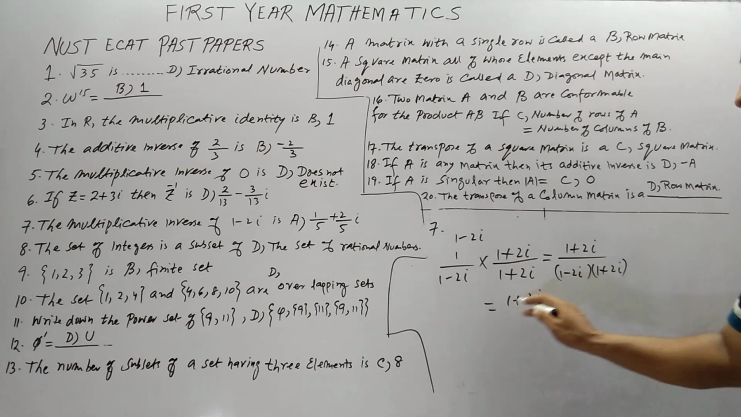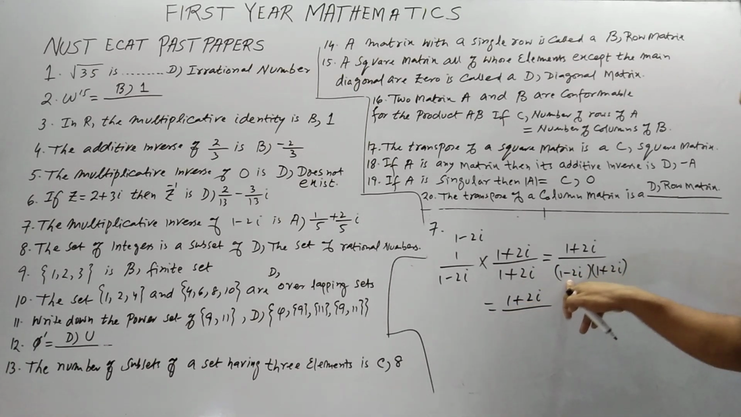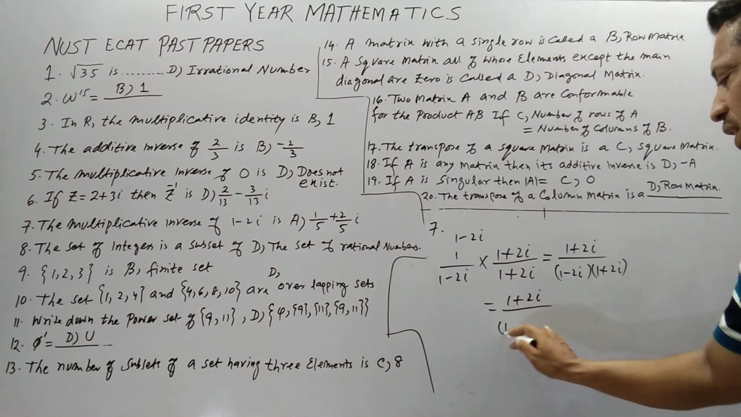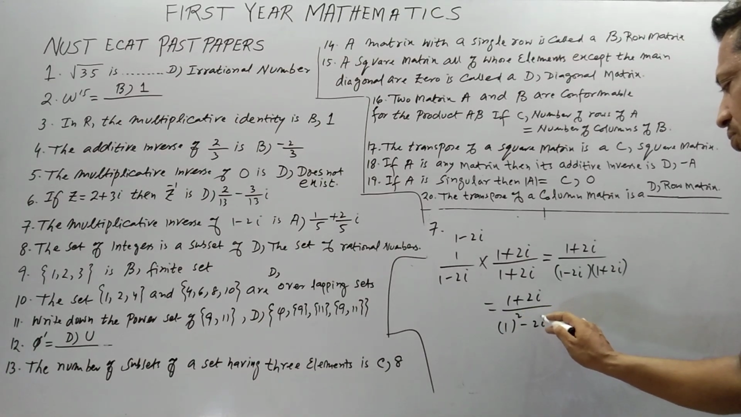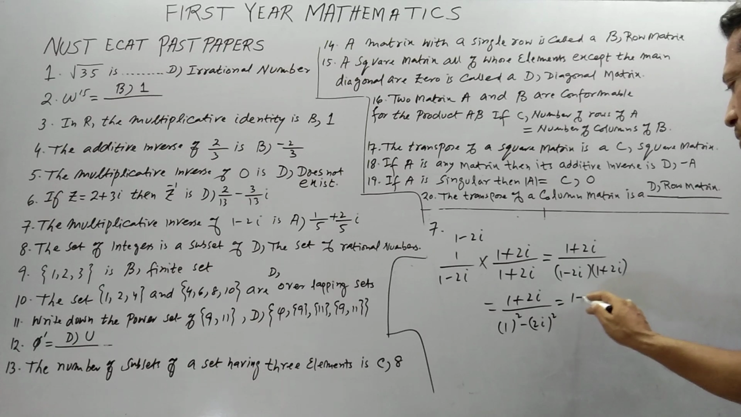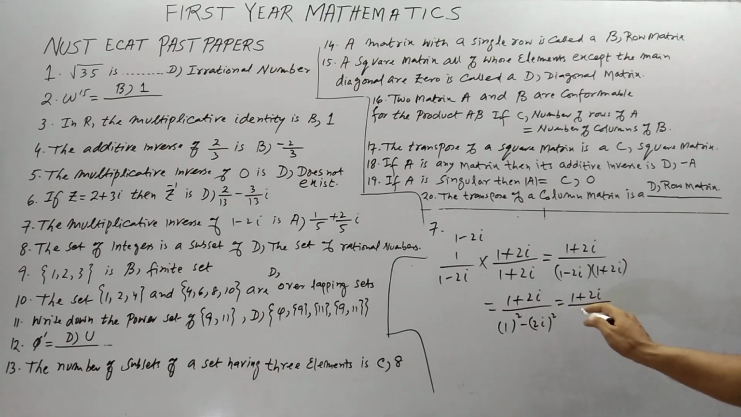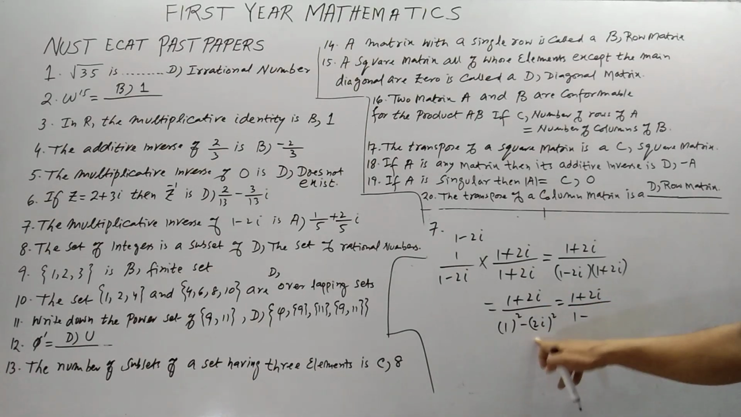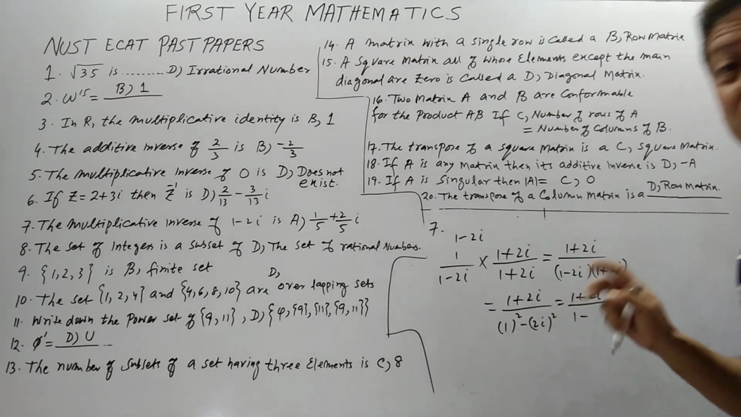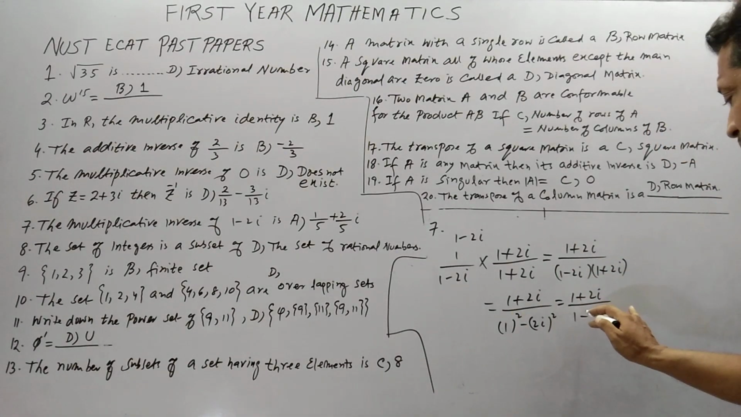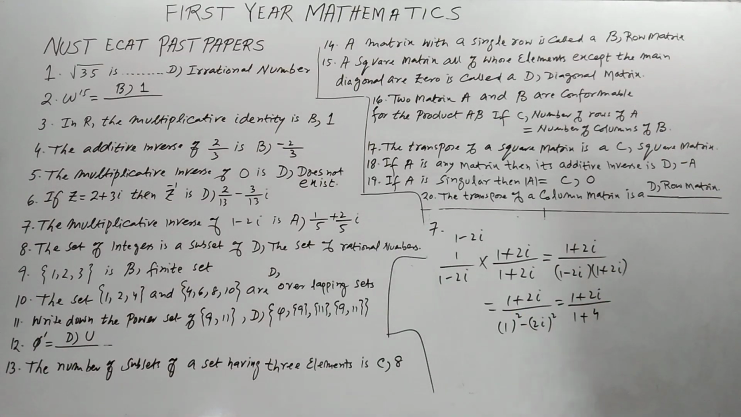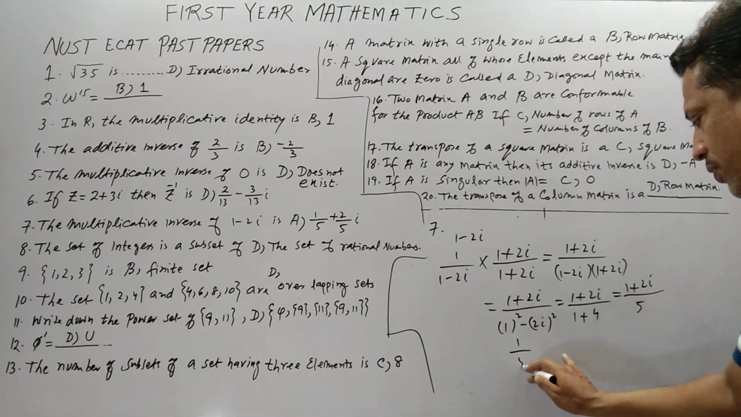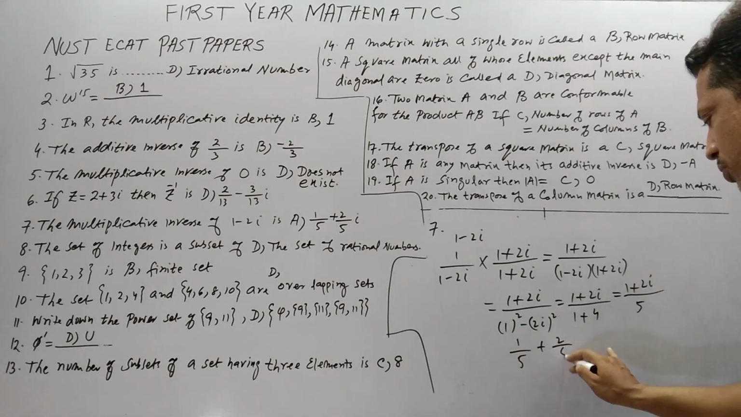1 plus 2 iota upon, this is a minus b, this is a plus b, so this is 1 square minus 2 iota square. 1 plus 2 iota upon 1 square is 1, minus 2 square is 4 and iota square is minus 1. So the answer is minus minus plus 4. Therefore, our answer is 1 plus 2 iota upon 4 plus 1, which is 5. And this can be written as 1 upon 5 plus 2 upon 5 iota.